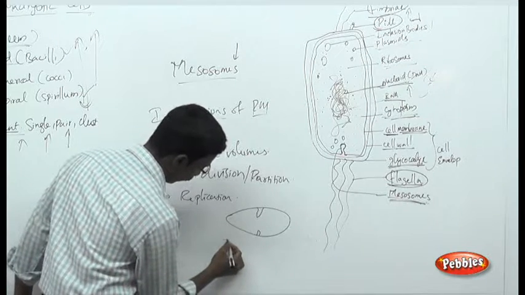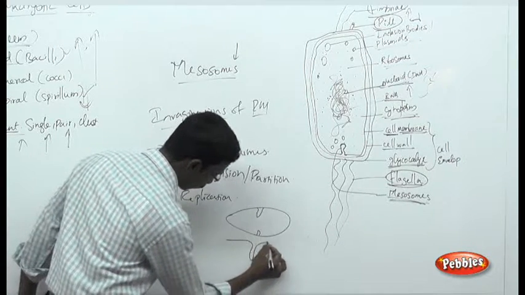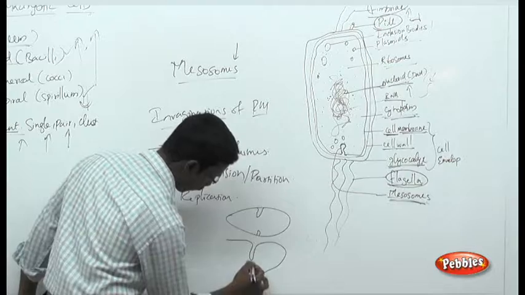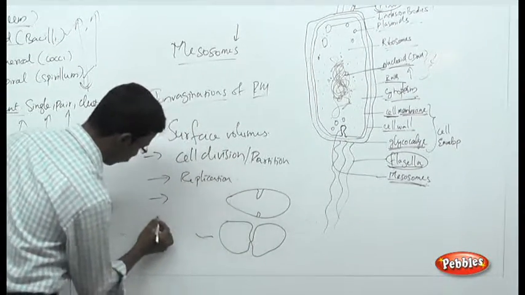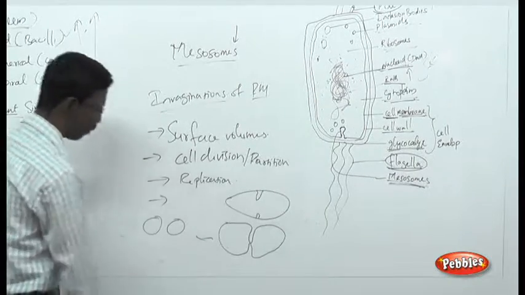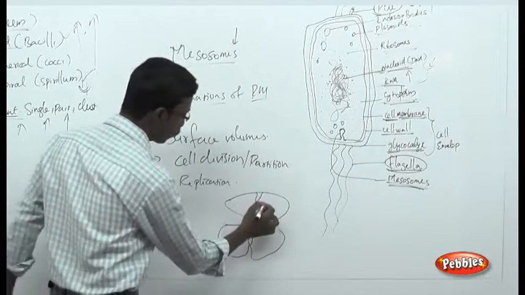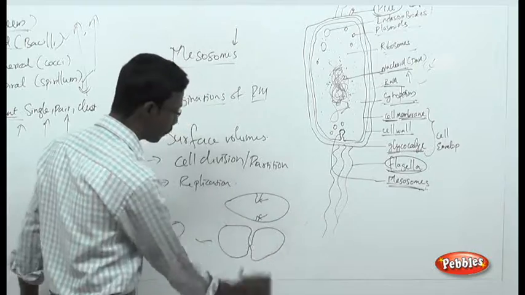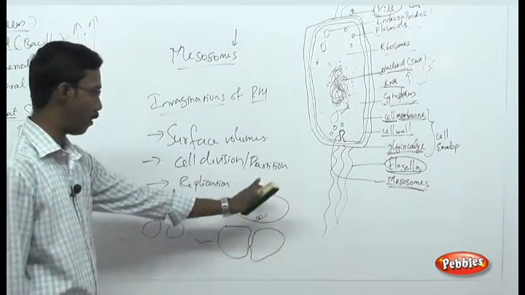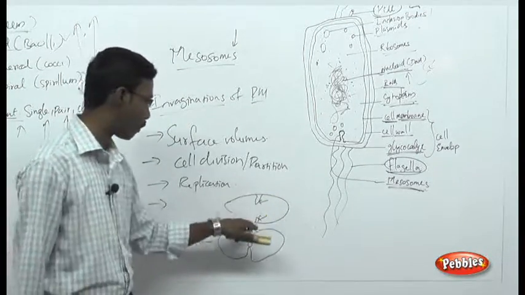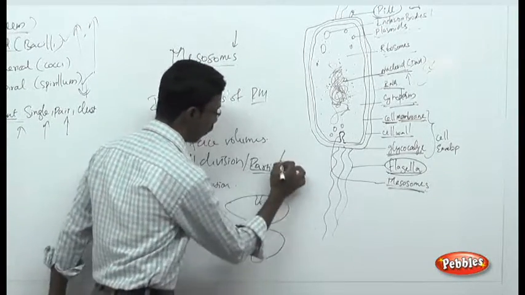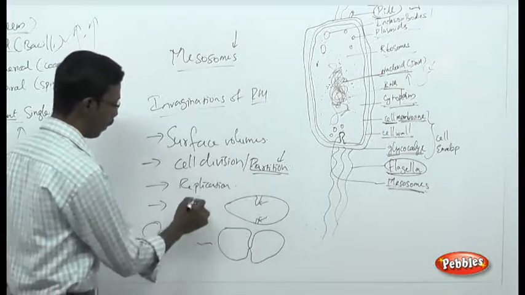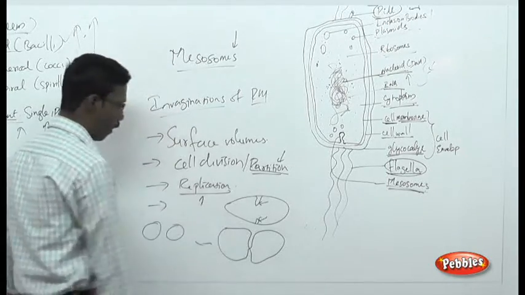Okay, so what will happen after this? A cell will be divided into two cells. Okay, so the mesosomes will participate in the formation of the cell division. It is an invagination of plasma membrane, and it will participate in the equal partition during the cell division, and it may also participate in the replication.